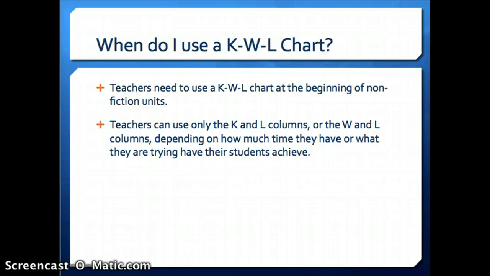Or you can have them write what they want to know, and then after learning about something, they can write what they've learned. So you can tweak this chart to how you want and what works best for you.